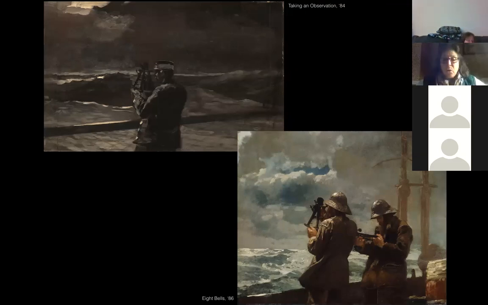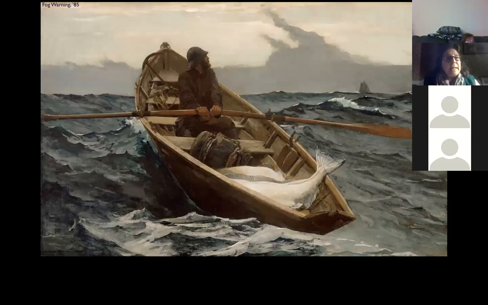He also created, again, some images. One of Winslow Homer's older brothers, Arthur, had been in the Navy, and so he created several images in recognition of his brother in the Navy itself. He also painted, again, this is Fog Warning, he painted the fishermen.